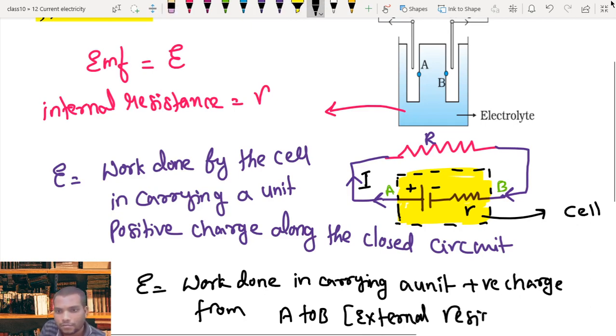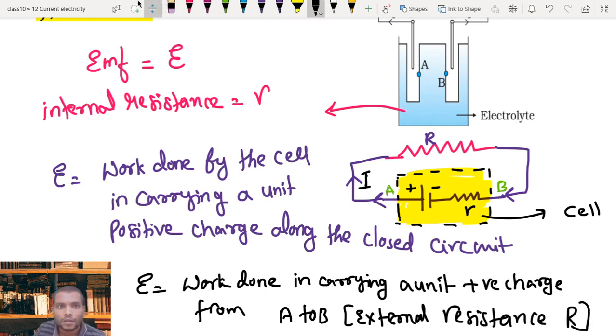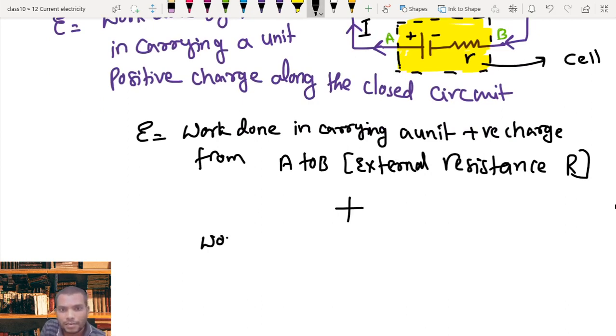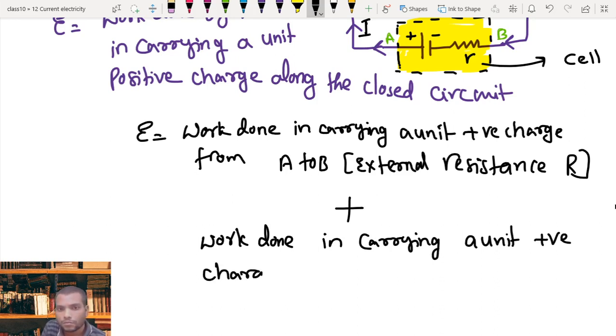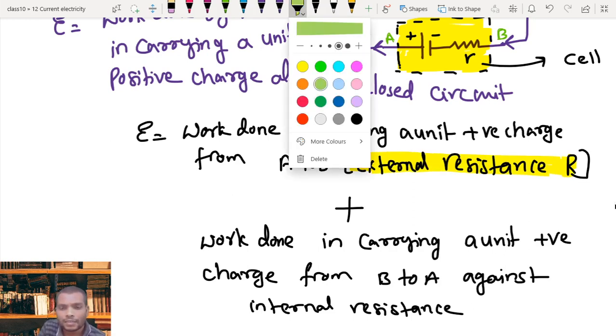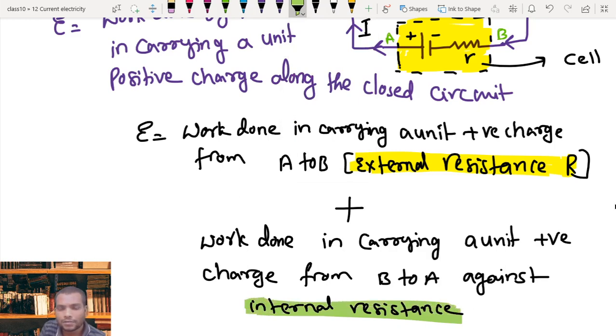The external resistance, capital R, plus work done in carrying a unit positive charge from B to A against internal resistance. So here two resistances are there. One is external resistance, which is represented by capital R, and another one is internal resistance, which we were representing with small r.